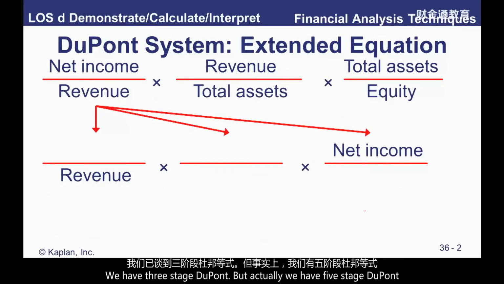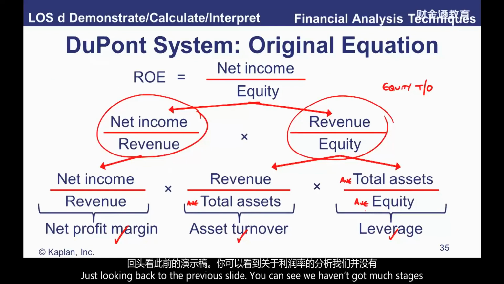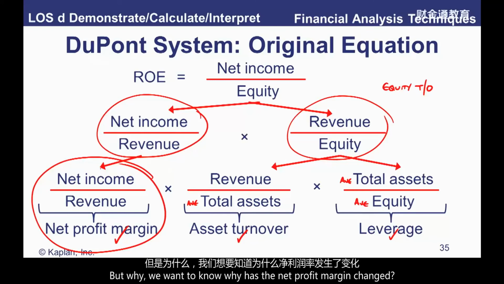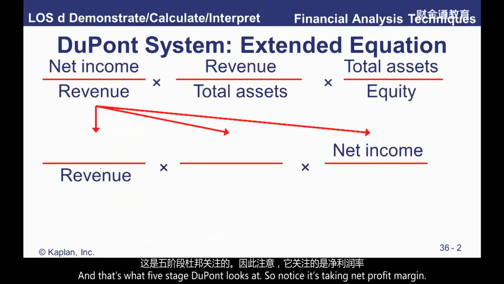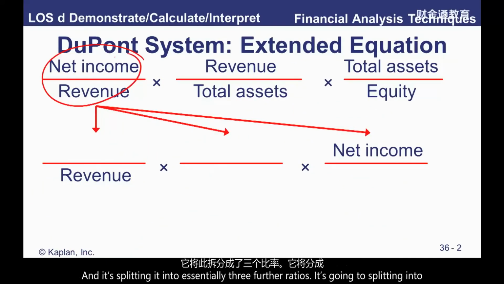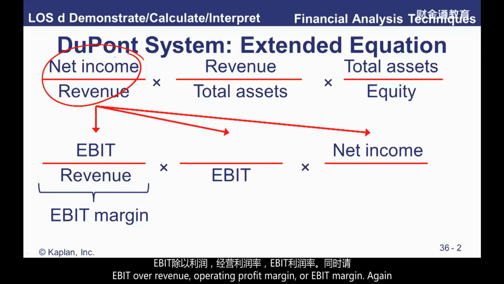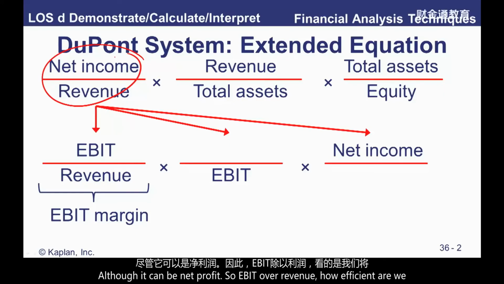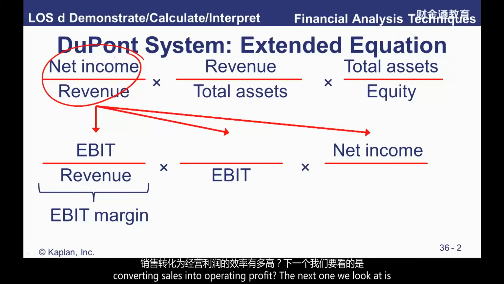Now, the extended equation. Not only do we have 3-stage DuPont, but we actually have 5-stage DuPont. Just flicking back to the previous slide, you can see we haven't got much data on our margins. We're just looking at the net profit margin. But if this has changed, we might want to know why the net profit margin has changed. And that's what 5-stage DuPont looks at. So notice it's taking our net profit margin and splitting it into essentially 3 further ratios. It's going to split it into EBIT over revenue, operating profit margin or EBIT margin. Again, remember operating profits and EBIT not quite the same, although we tend to use it as a proxy. So EBIT over revenue, how efficient are we at converting sales into operating profits?